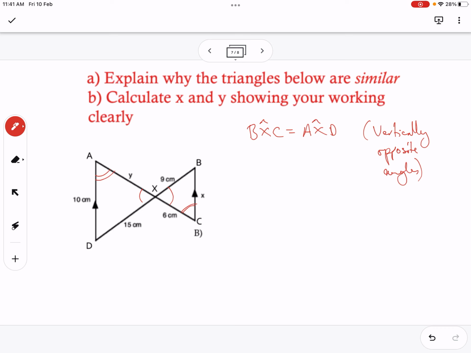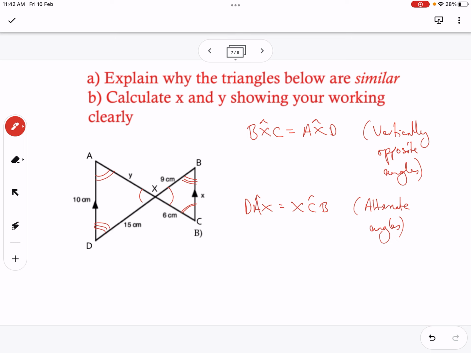So what I can say is that angle DAX is equal to angle XCB because of what we call alternate angles, which are always equal. Now that's really enough, because if two of the angles are the same in the triangles, the third one has to be, right? Because they add up to 180. So I know for a fact that that one there is going to be the same as that one there.